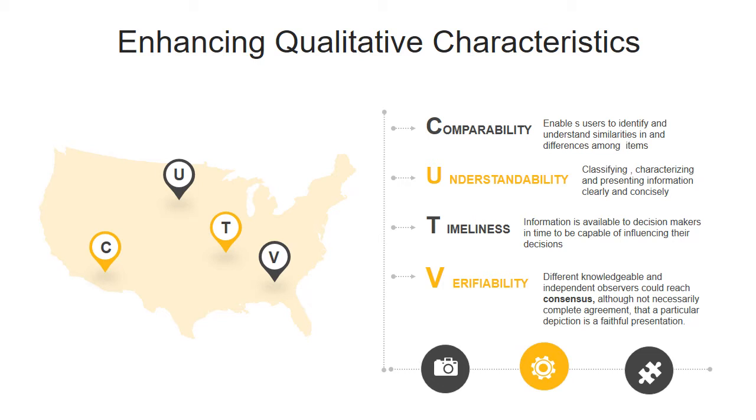Another enhancing qualitative characteristics is verifiability. Verifiability means different knowledgeable and independent observers could reach consensus, meaning the same interpretation, the same results. For example, different observer, the same sila, direct observation, the same amount, the same interpretation for the same financial reports issued by the company. Or for example, nirecalculate nila yung expenses ni company A.